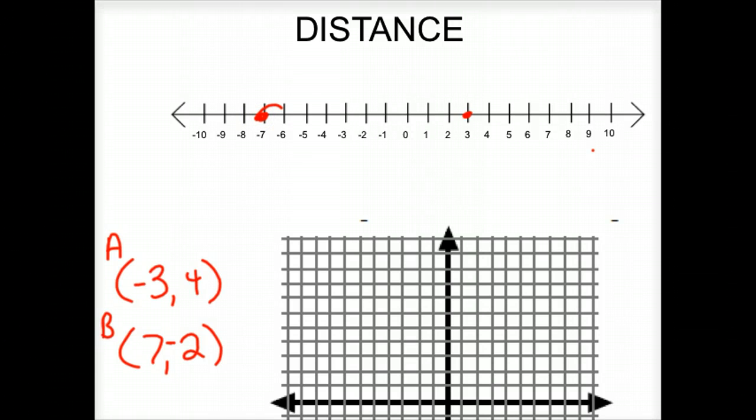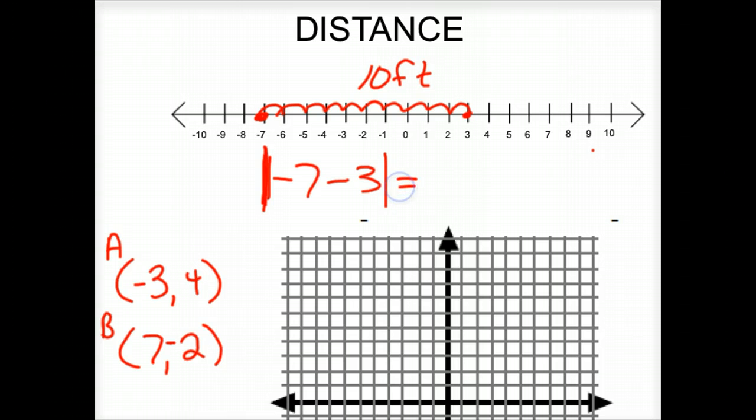Each of these marks could represent a foot. So we got 1, 2, 3, 4, 5, 6, 7, 8, 9, and 10 feet between the two, if this number line, each mark represented 1 foot. Or you could just simply subtract them. So -7 minus 3, and then you take the absolute value of that, because we're not concerned about direction, we just want distance. So the distance of that would be the absolute value of -10, which would be 10.